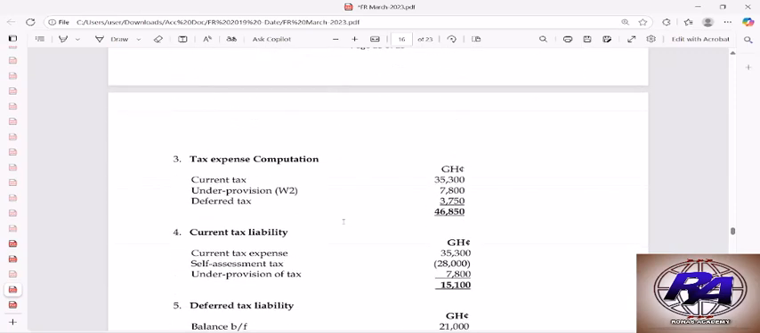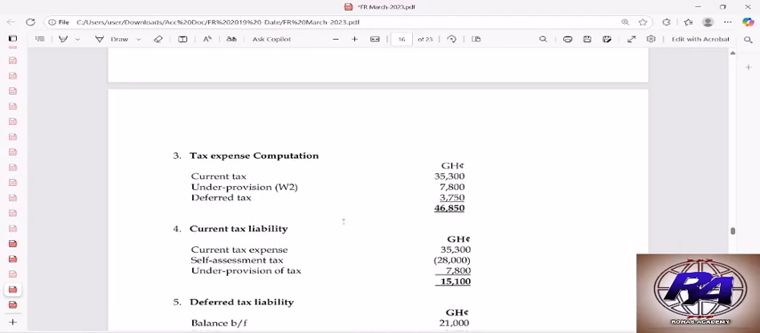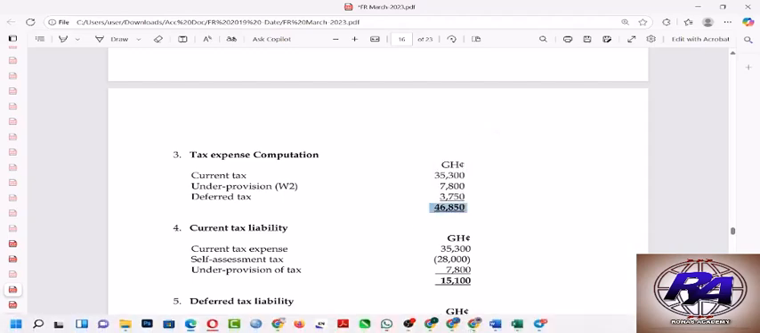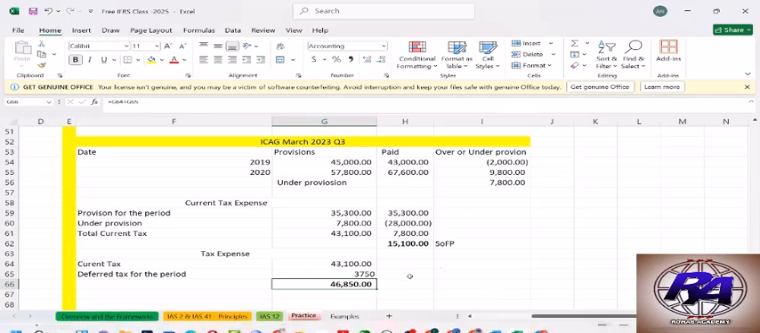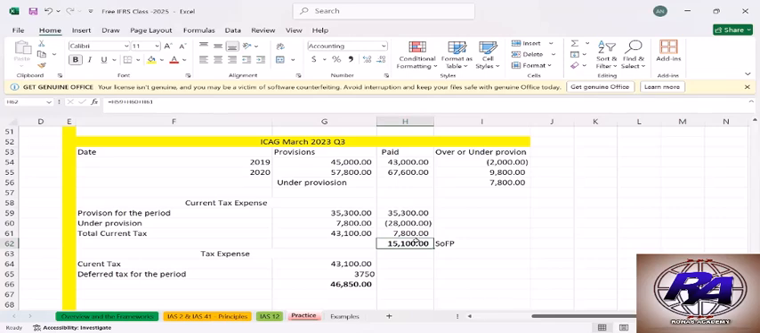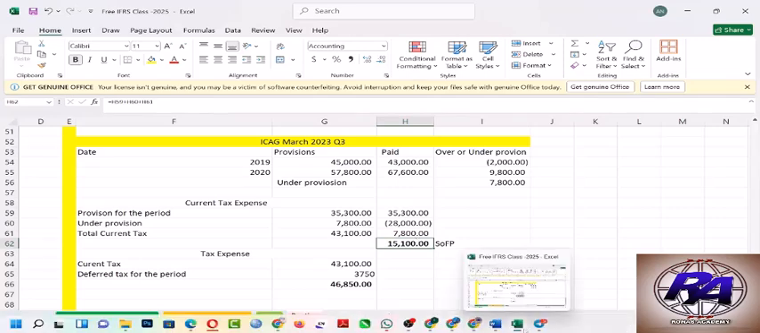Yeah, so that provision is here. Look at that expense, 46,850. That's from the solution, and here it is 46,850. So we are correct, 46,850. And what they send to the balance sheet, let's check if it's the same thing.